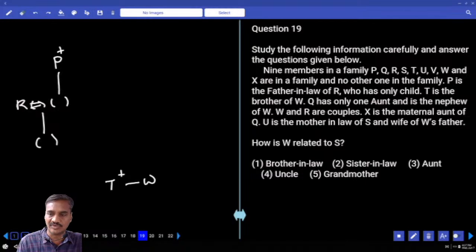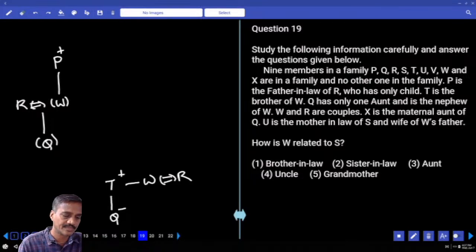And Q has only one aunt and is the nephew of W. Nephew of W, Q is here. Q has only one aunt, and Q is the nephew of W. At the same time W and R are couples. Now W and R are what? W and R are couples, so W is here, isn't it?